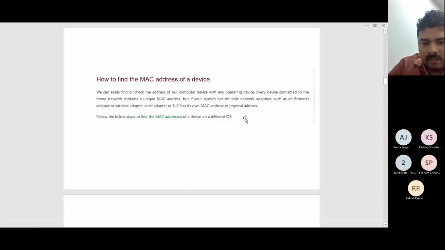So a NIC can be a Wi-Fi NIC, and also a LAN NIC. That is a network card. That is a LAN network, also a Wi-Fi network. So sometimes we have a Wi-Fi router. Okay. So they also have a unique MAC address.